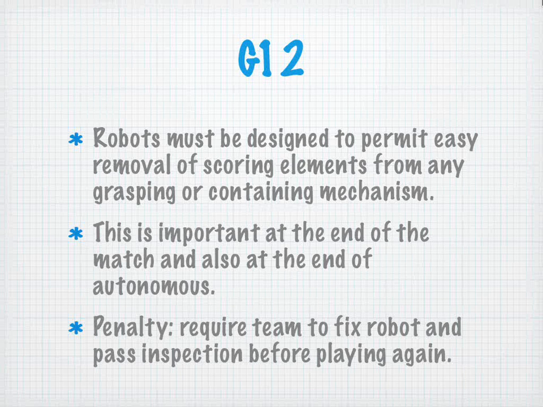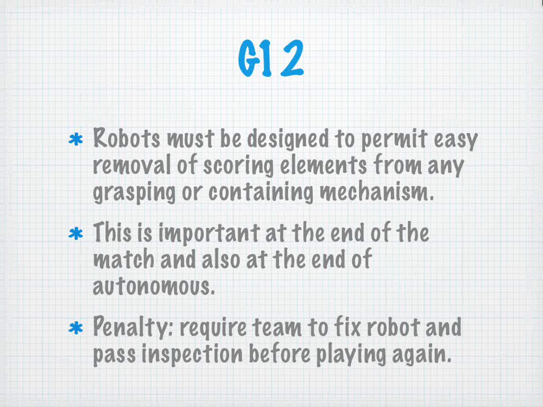G12 says that robots must be designed to permit easy removal of scoring elements from any grasping or containing mechanism. There's a couple of times when that's important. At the end of autonomous, when I need to remove autonomous rings that are in contact with their robot, I need to be able to remove it without them using power to open up a grasping hand or whatever. So basically the ref needs to be able to grab the ring and remove it from the robot easily.